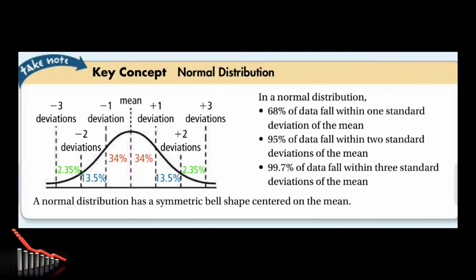So 68, 95, 99.7, and that describes a normal distribution. It has the symmetric shape of the bell curve, and you see your percentages given here. And what are we measuring each unit with? Well, we're divvying the bell curve up by the standard deviation for that data set. All right, let's move forward. Take notes, pause if you need to.